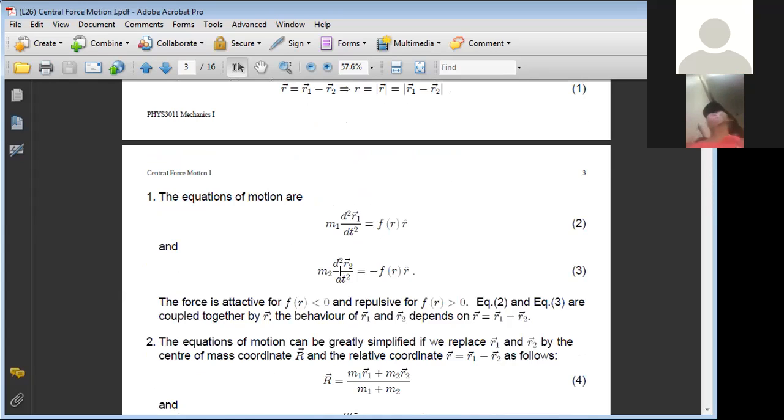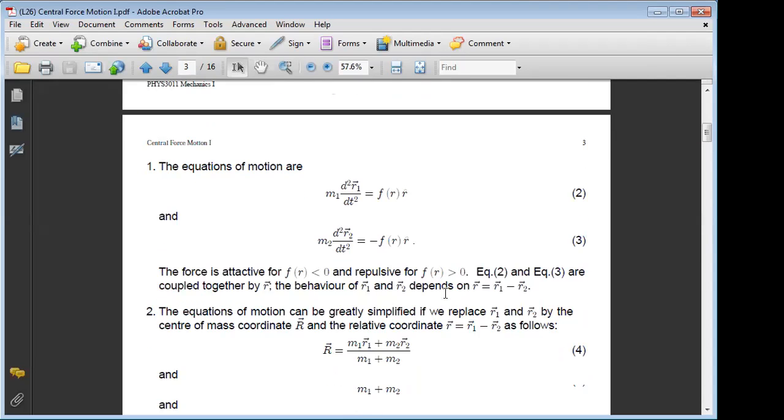And for particle 2, we have Newton's equation of motion, m2 r2 double dot equal to minus f(r) r hat. This is due to the action-reaction pairs, right? The force is attractive if f(r) is less than 0, and it is repulsive for f(r) greater than 0. Now, equation 2 and equation 3 are coupled together by the vector r. The behavior of r1 and r2 depends on the difference of the two position vectors.